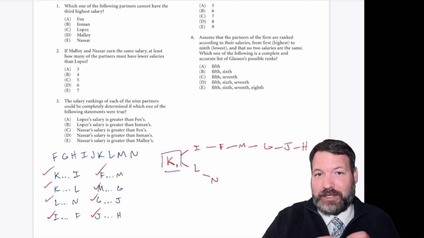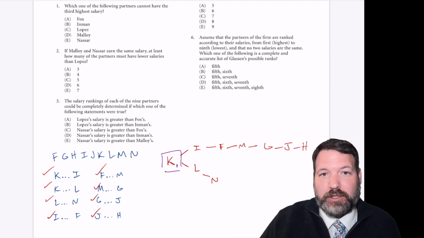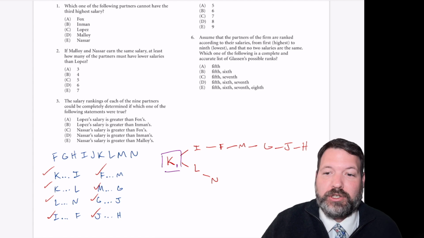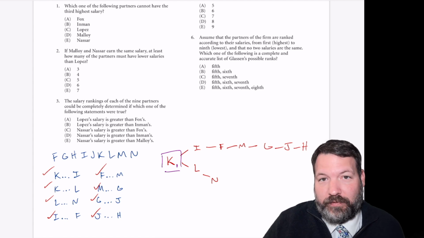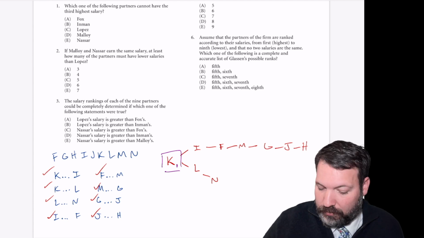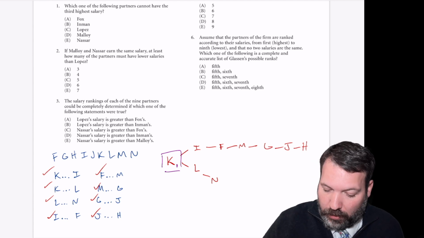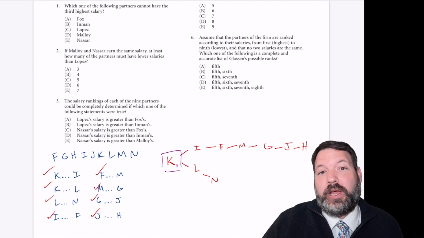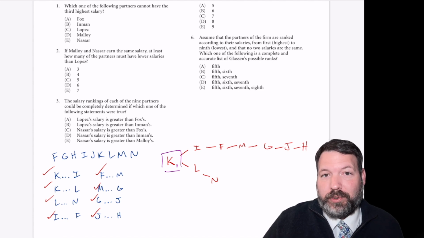Remember, these branches can stretch or contract as much as we need them to. We just can't break the branches. We can't put H in front of J, for example. H could definitely be last. N could be last. L could go anywhere kind of in the middle. And then I, F, M, G, J, we just have to be careful to keep in that particular order.